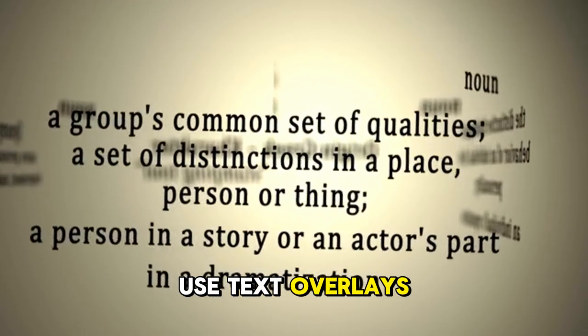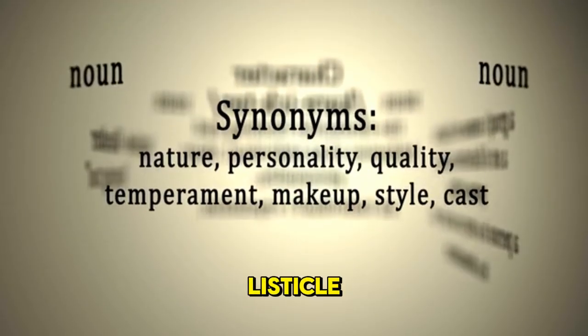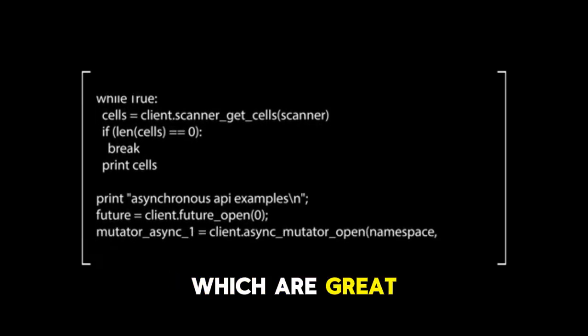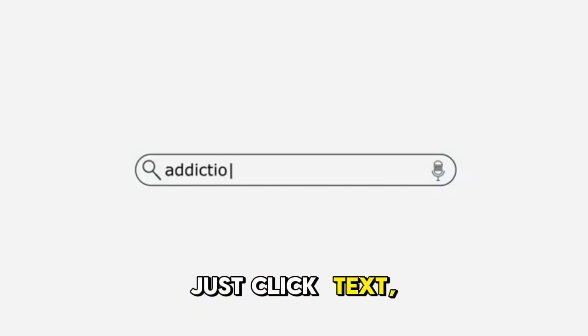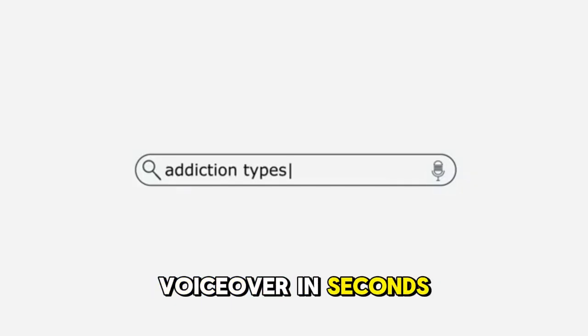Use text overlays for key phrases or list points, especially if your blog was a listicle. CapCut also includes automatic subtitles, which are great for viewer retention. Just click text, then auto captions, and it will transcribe your entire voiceover in seconds.